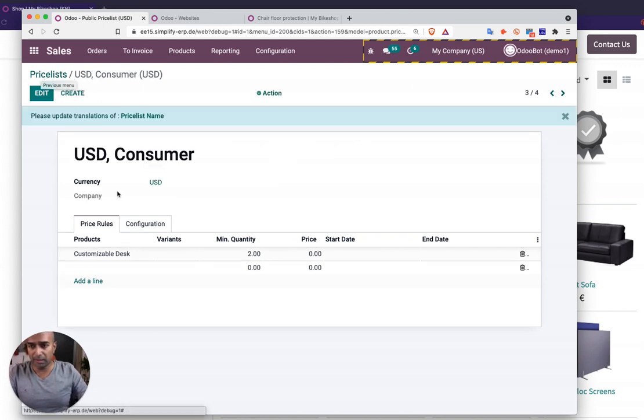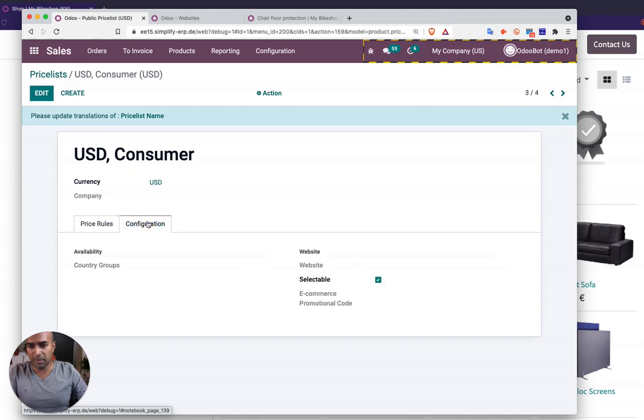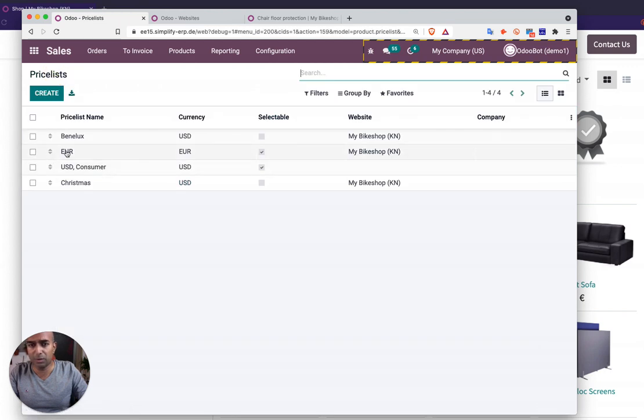There's some mappings of these price lists to websites as well, so this can be further experimented with. Let's just not limit this price list to anything, and then there's the Euro price list, which is also selected for the KN shop, and let's take a look at what happens.